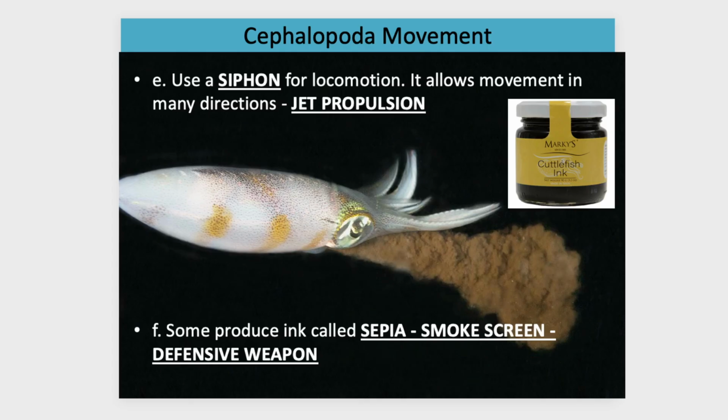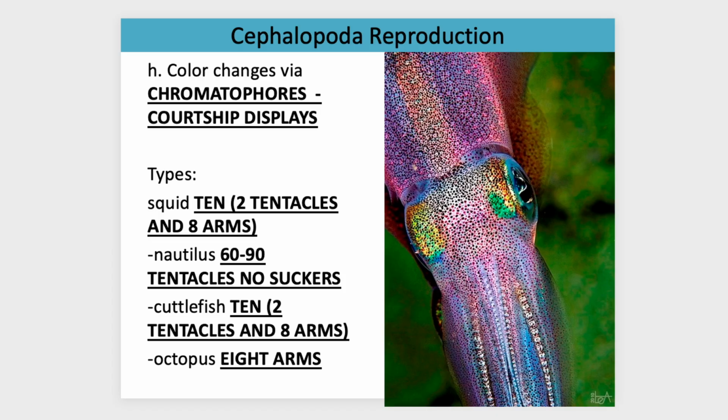So for the cephalopoda movement, they use a siphon for locomotion, and that allows them to propel themselves in many different directions. Some of them also produce ink, and they call that sepia, which is a smoke screen, and that can be used for several different things. It's not just to disguise themselves or prevent a predator from being able to see them, but it also has chemicals in it that will actually deter the predator's ability to be able to smell the animal. It messes with their senses as well, which is pretty cool.